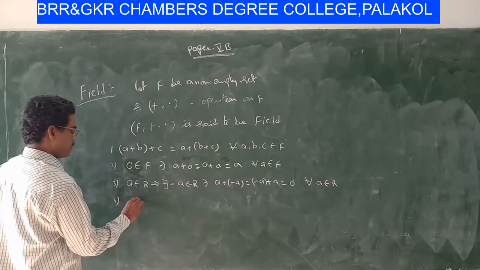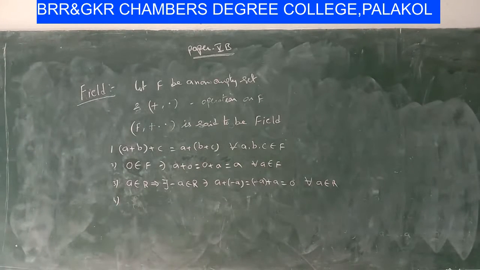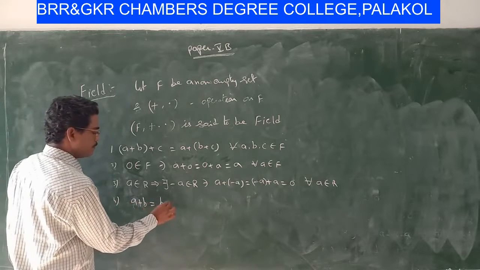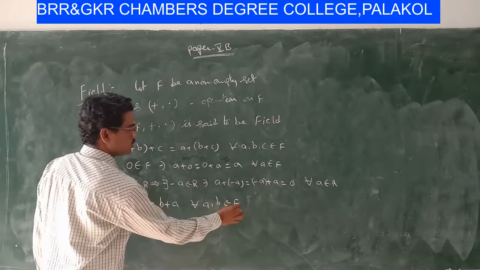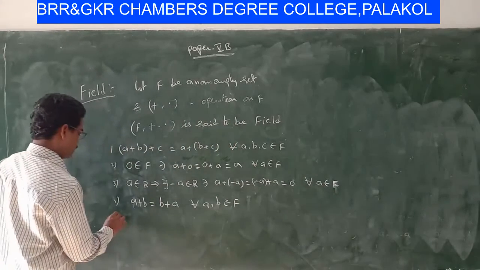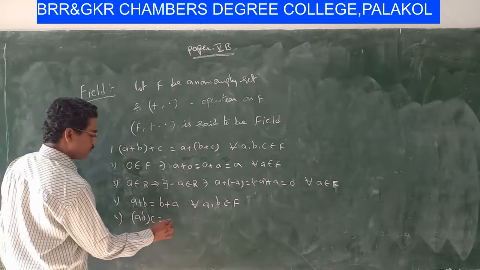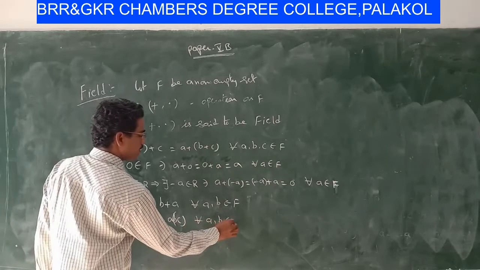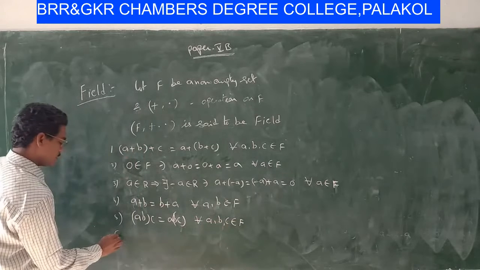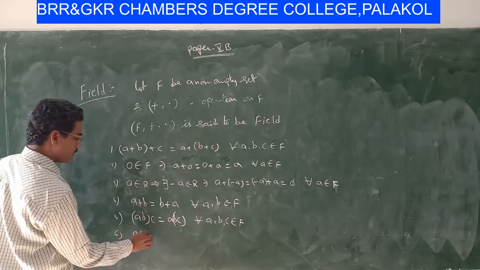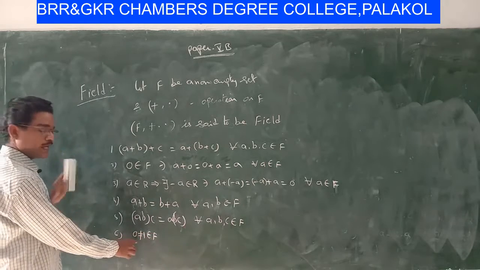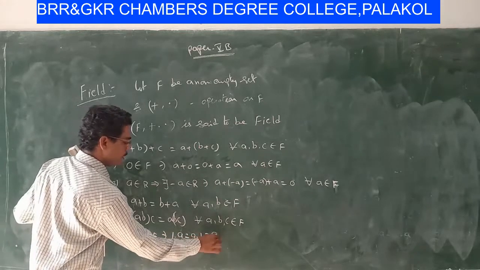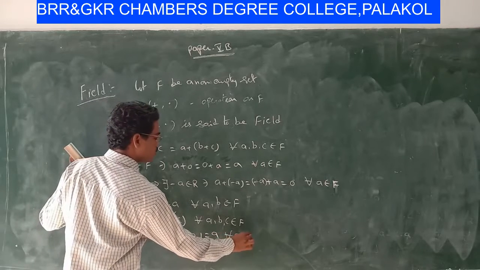The fourth one is A plus B equal to B plus A for all A, B belongs to F. Next one, A into BC equal to AB into C for all A, B, C belongs to F. Next, sixth one is some 0 not equal to 1 belongs to F such that 1 into A equal to A into 1 equal to A for all A belongs to F.